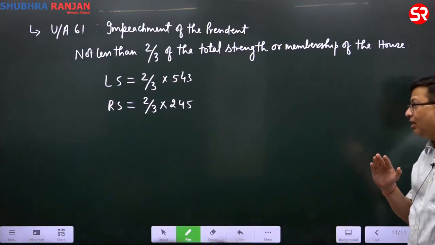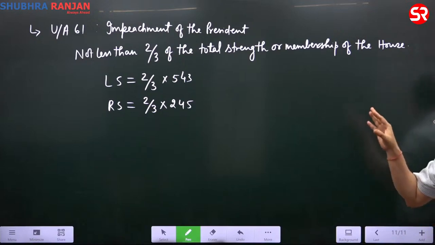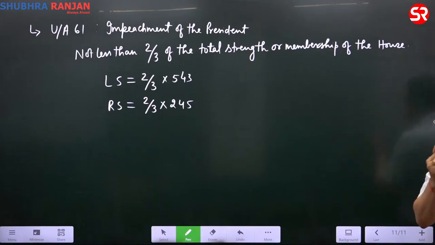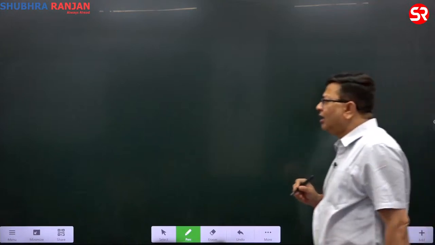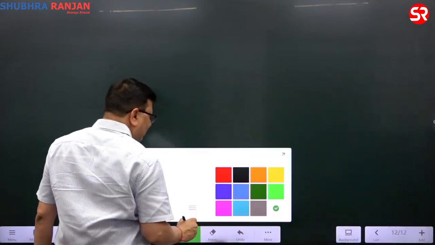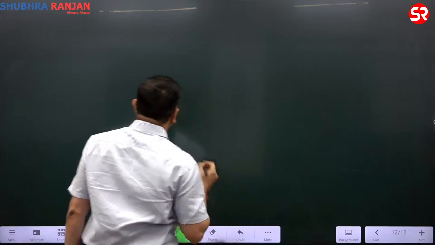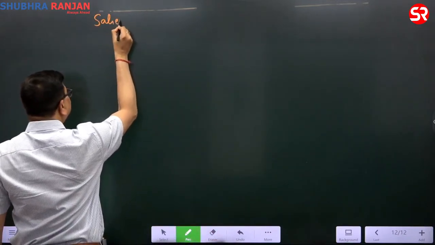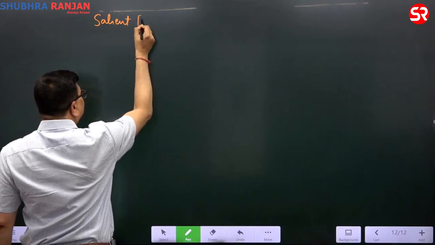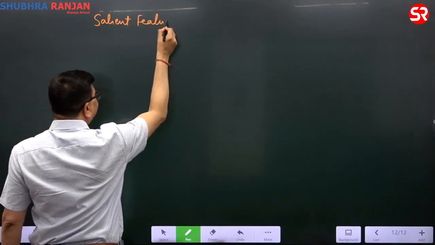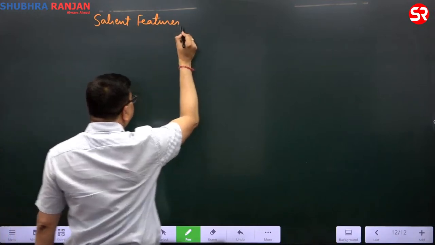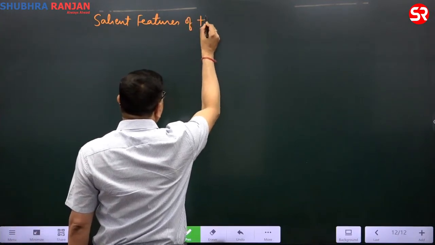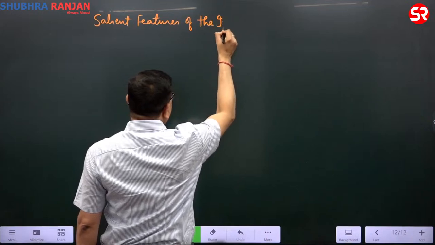Now coming to the next aspect. So, that is done with majority. In the newspapers now, if you read about majority, the things may not be difficult for you. Now coming to the next topic that we need to start today, it is the salient features of the Indian Constitution.